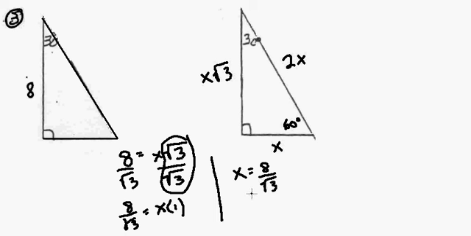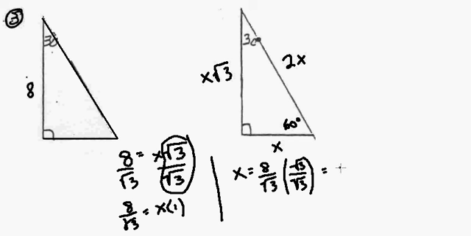Unfortunately, in math land, you cannot leave a radical in the denominator. So we're going to multiply through by a form of 1. The way to get rid of a square root in the denominator is multiplying that denominator by itself. So we're going to multiply that by the square root of 3. In order to create 1, we have to multiply the top by the square root of 3 as well.